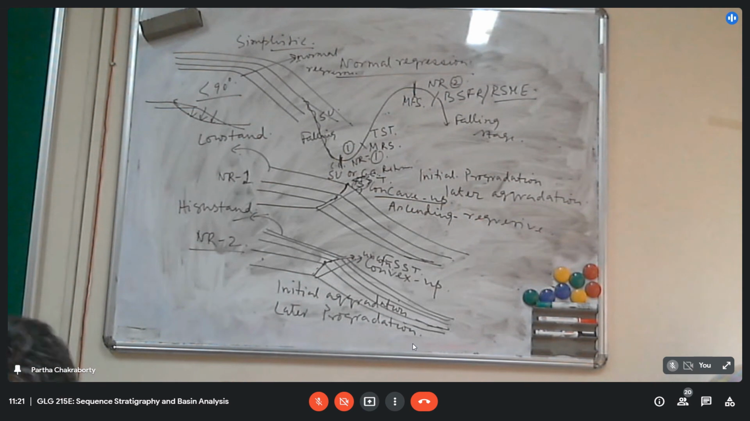It is not a single criteria that define a particular system. There are multiple criteria. That multiple criteria is not very easy to do. You have to identify what is at the base of it, how the stacking pattern in it, what kind of environment that has been developed, and what is the surface topping that. So with multiple criteria, then people come to a conclusion that yes, we are basically seeing a normal regression related to high stand or related to low stand.